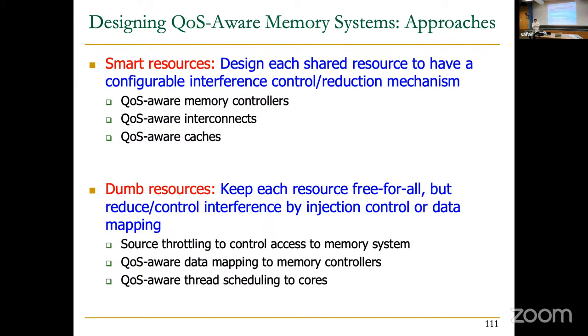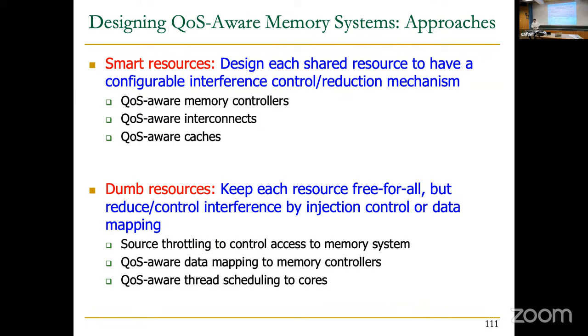Or you can have dumb resources. You keep each resource as it is, but you reduce or control interference by controlling injection, memory request injection, for example, to the system, or data mapping. That can be in the form of source throttling to control accesses to the memory system: how many requests this source can inject to the memory system, basically. You can have quality of service-aware data mapping to memory controllers.